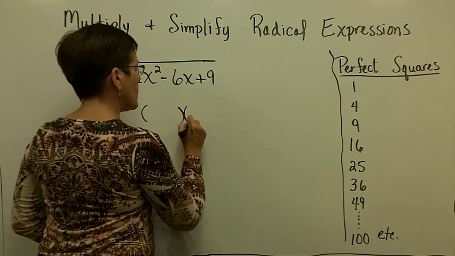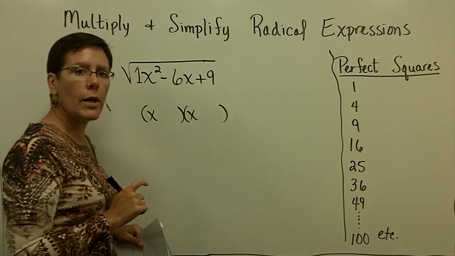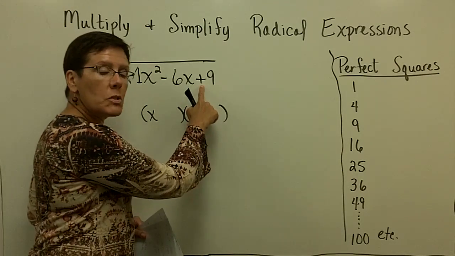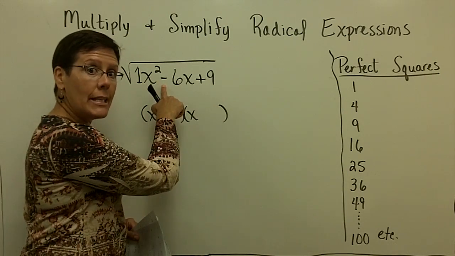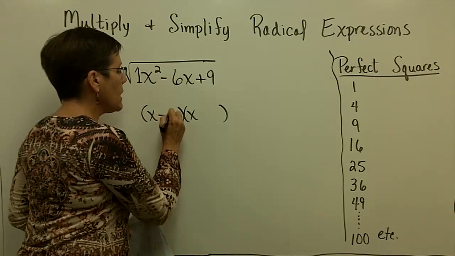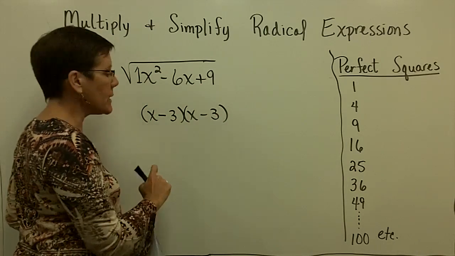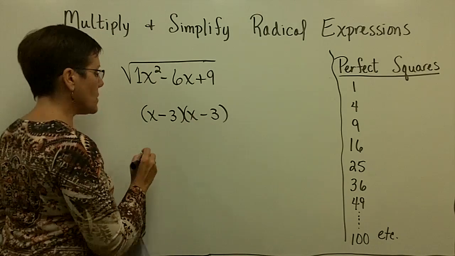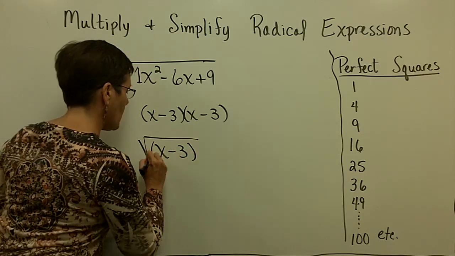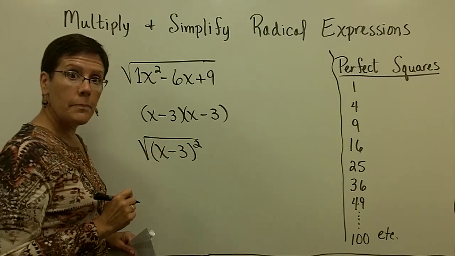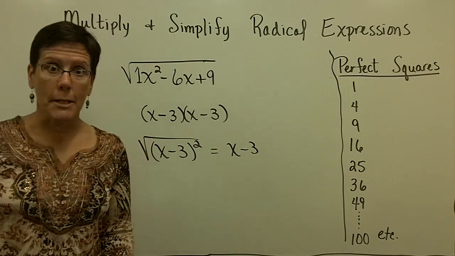So all I need to do is put the x's in the front, because x times x is that x squared. I need to look for two numbers that multiply together to be a positive 9 and add together to be a negative 6. That will be a negative 3 and a negative 3 because they multiply to be a positive 9 and they add to be that negative 6. So this expression, the radicand, is x minus 3, that quantity squared. And the square root of that is just x minus 3.